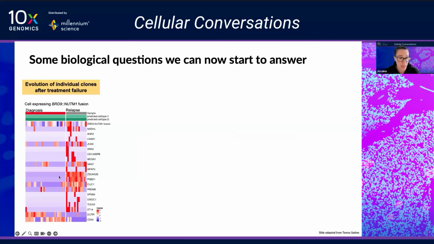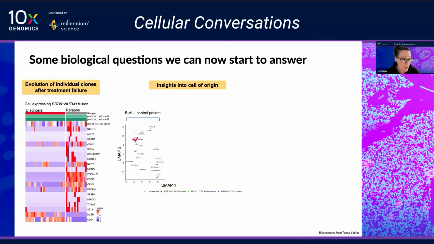we can start to understand how specific clones transcriptionally evolved during disease progression. That's what I'm showing here, just a heat map of the difference in expression between diagnosis and relapse of this particular fusion, for cells that we know express the fusion, and then doing a differential expression analysis and seeing what other genes are different there.